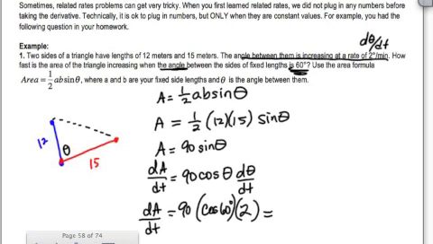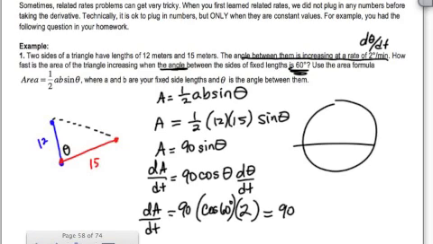Did you guys get 90? 90, yeah. I don't know why I plugged that into my calculator. I could easily have done that in my head. Because it's a nice unit circle measurement, right? 60 degrees, so your cosine was 1/2. So 1/2 times 2 times 90.